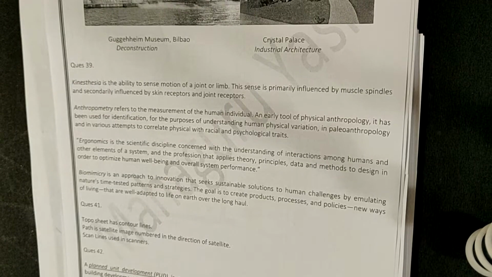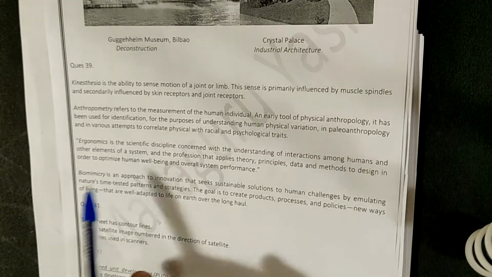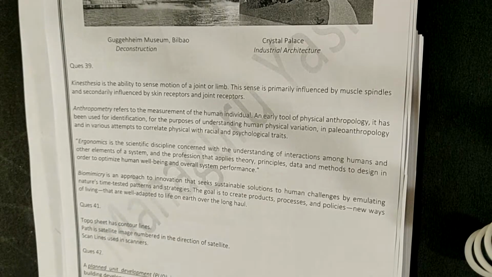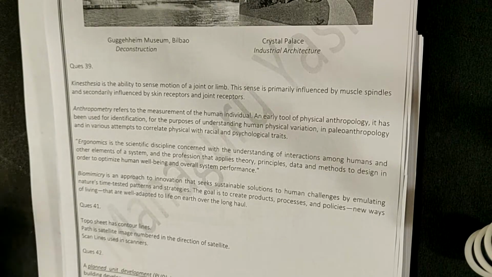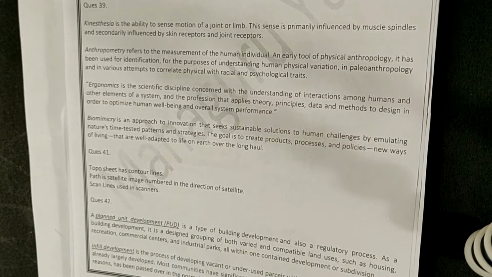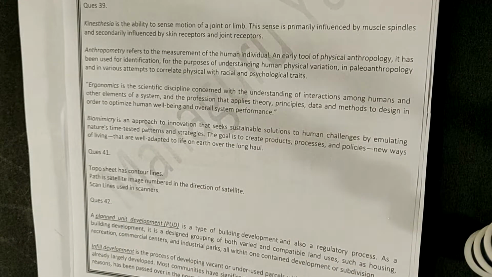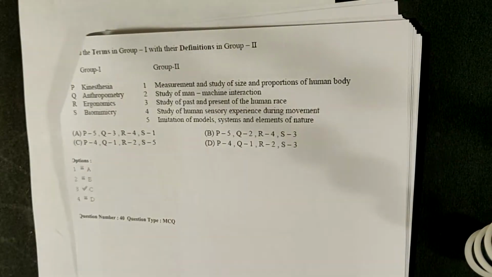So you try to link the human anatomy with your measurements of a body. Next is ergonomics, which is the scientific discipline concerned with the understanding of interactions among humans and the elements of a system. The last is biomimicry, which is an approach to innovation that seeks sustainable solutions to human challenges. So let us see from this side.